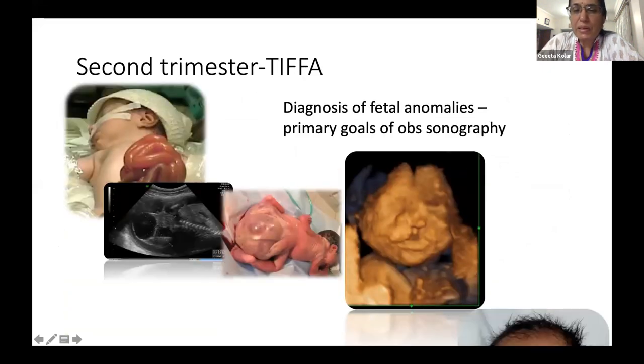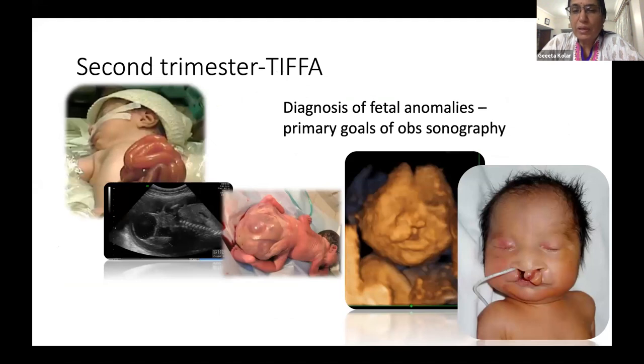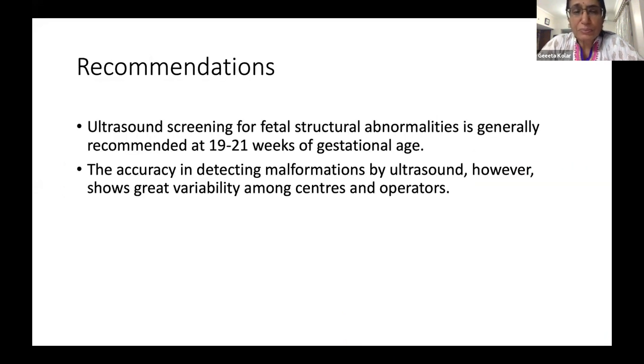Now coming to the second trimester diagnosis of fetal abnormalities. If you ask me today, what is the good gestational age? If I only have one scan, which is the gestational age where you would offer the mother? I would say anytime between 18 to 19 weeks is a good stage to diagnose congenital abnormalities. Most of them are obvious. So the diagnosis of fetal abnormalities is the primary goal of doing a good obstetric ultrasound. So the gestational age, like we mentioned, is 19 to 21 weeks.